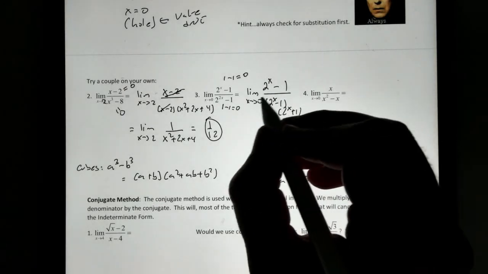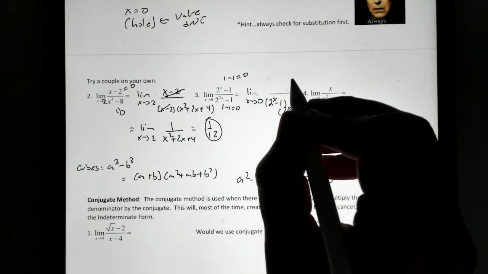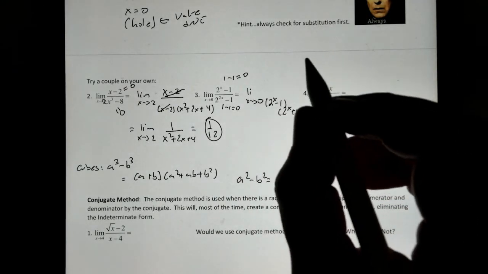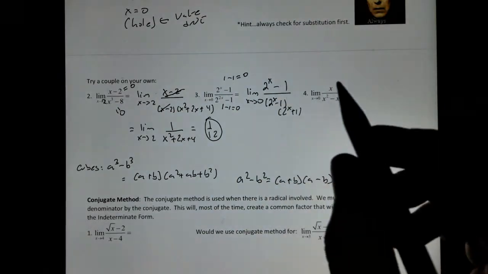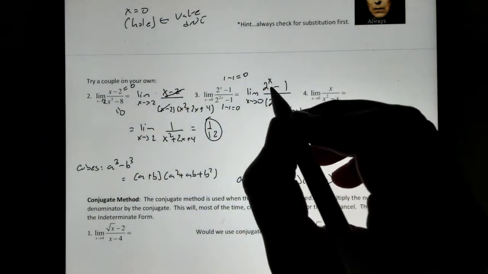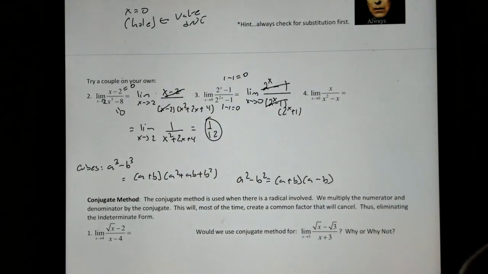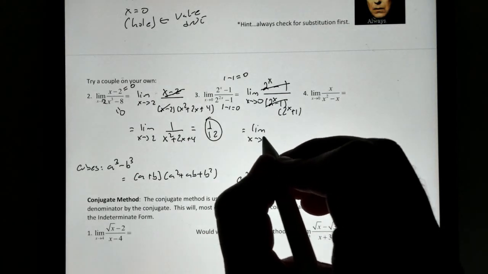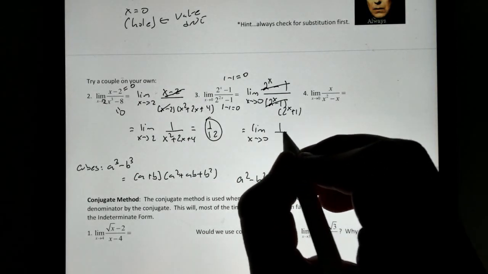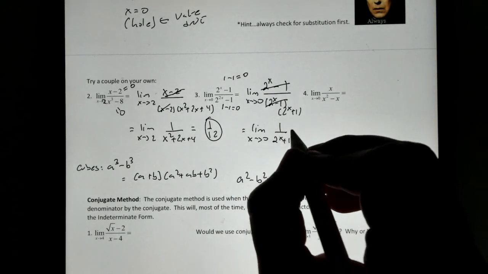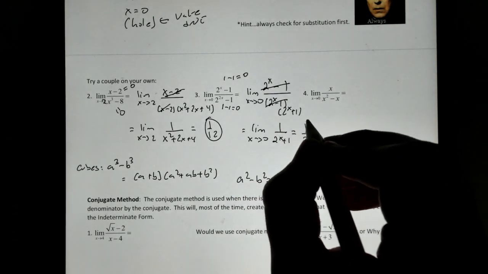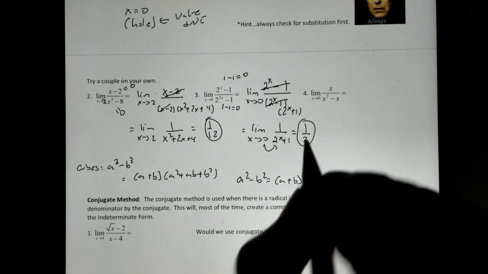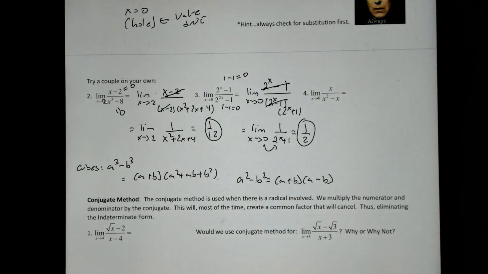And what cancels? Anytime you get 0 over 0, whoops, let me undo that. Anytime you get 0 over 0, something will cancel, guaranteed. So I can write this as the limit as x approaches 0 of 1 over 2 to the x plus 1, which becomes 1 over 2 if we can sub in the 0 now. Okay. Notice, write out that limit every time.